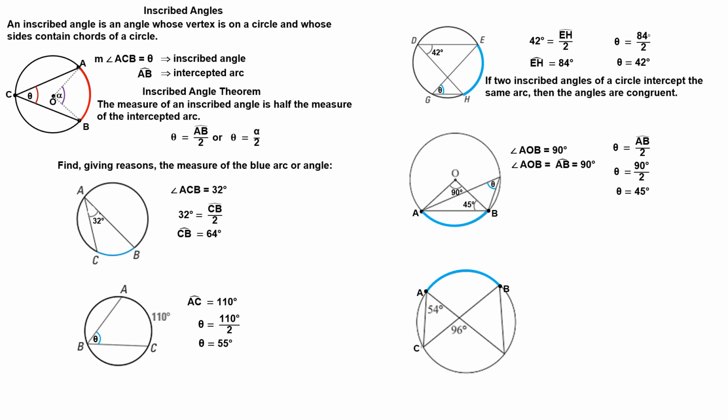The angle CAD is the inscribed angle, and the arc CD is the intercepted arc. The angle CBD and the angle CAD intercept the same arc. Then the angles are congruent. An exterior angle of a triangle is the sum of the opposite interior angles. So 96 degrees is 54 plus theta. Theta is 42 degrees. Theta is the inscribed angle, and the arc AB is the intercepted arc. So the arc AB is 84 degrees.